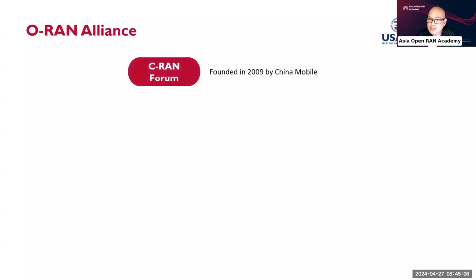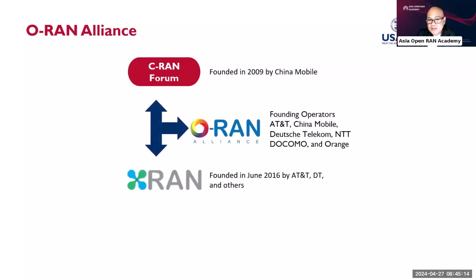So who is the O-RAN Alliance? The O-RAN Alliance was founded in 2018. It is a merging of two distinct groups, the C-RAN Forum and the xRAN Forum, which merged together to form the O-RAN Alliance in 2018. The founding operators are AT&T in the US, China Mobile, Deutsche Telekom, NTT Docomo, and Orange. These are the major telecom operators in the US, China, and Europe.